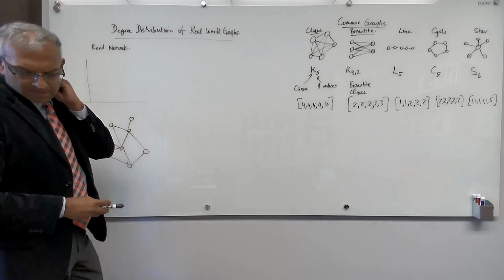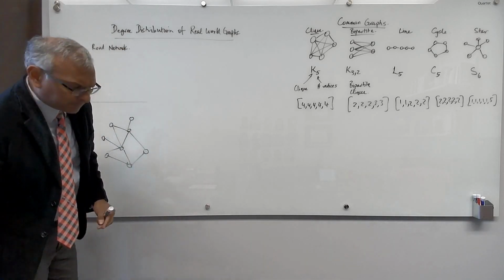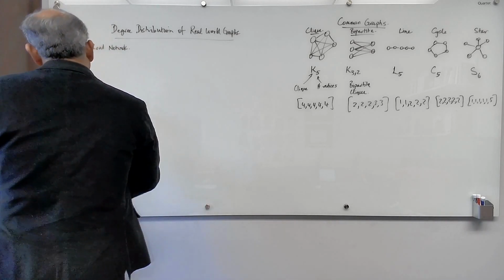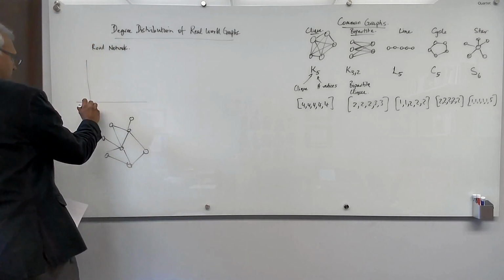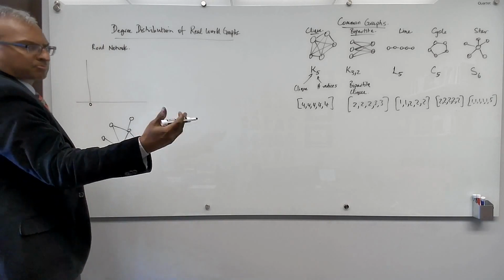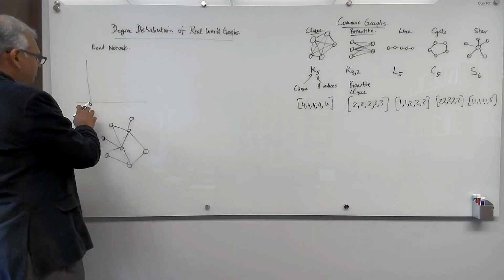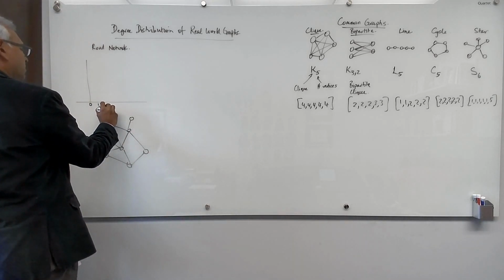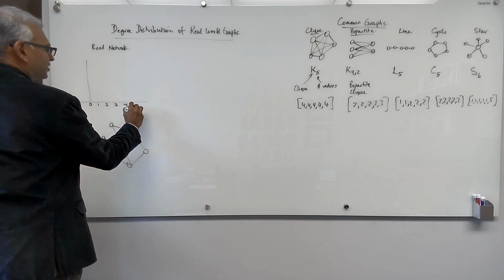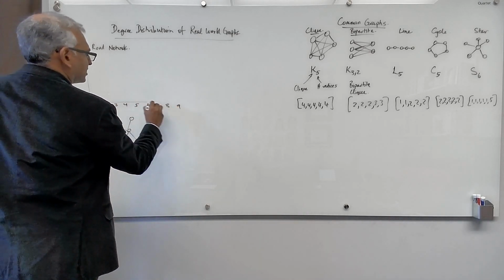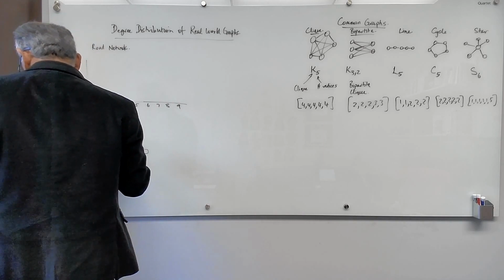Okay. So this is what the degree distribution looks like. So you have points of interest, intersections with degree 0, you could have degree 1, 2, 3, 4, 5, 6, 7, 8, 9, and so on.